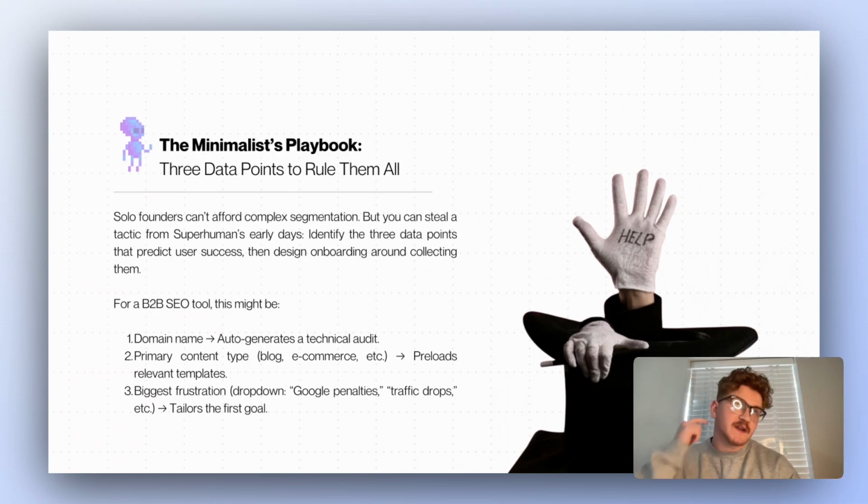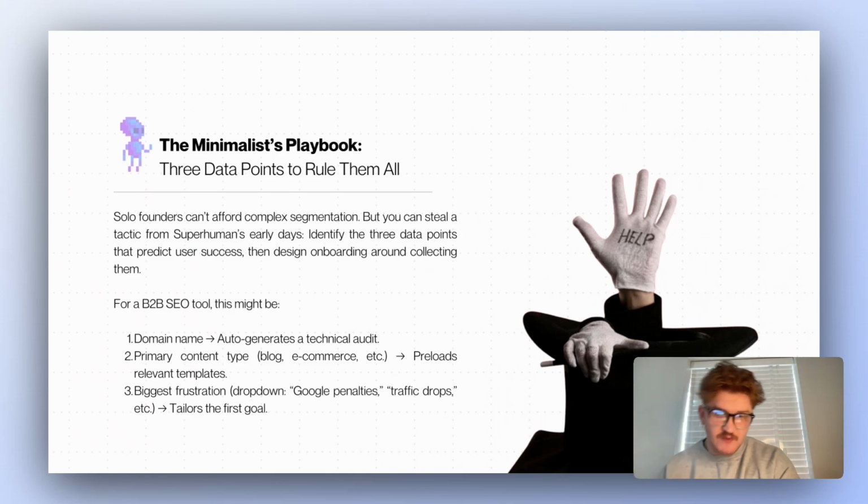The whole point is that, for example, with SIA, one of my SaaS, the data points that would suggest the user is getting value and success from my app is how many leads they found on the tool. Now, for a B2B SEO tool, it might be that entering a domain name generates a technical audit. That might be data point 1. Have they done that? Then they can tell you what their primary content type is, so it could be blogs or videos, whatever it may be.